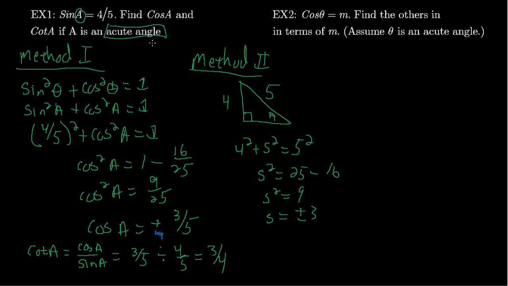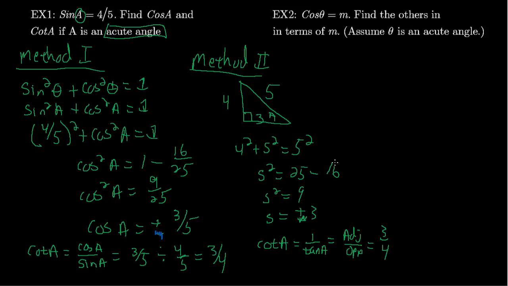Again, since I'm working with an acute angle, I'm going to keep all the sides of my triangle positive, so I'm going to get rid of the negative version. I can label my triangle now with a 3, and I can answer the cotangent definition using 1 over tangent. Tangent is defined as opposite over adjacent. So cotangent would be adjacent over opposite, which in my diagram is 3 over 4.